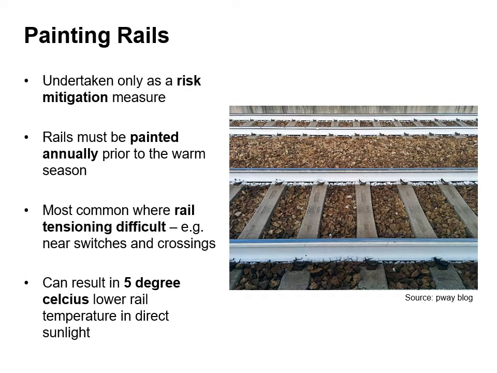Painting the web of rails white can be undertaken as a risk mitigation measure. The rails must be painted annually prior to the warm season. This is most common where rail tensioning is difficult, e.g. near switches and crossings. This can result in a 5 degrees Celsius lower rail temperature in direct sunlight.